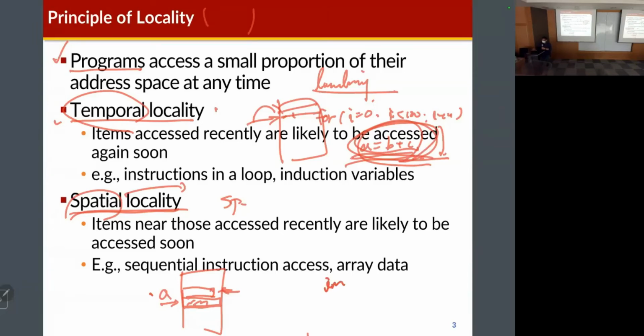Also the instruction. If we see the instructions, the next PC is the PC plus 4. So when a certain instruction is fetched from the instruction memory, then with a high probability, the next instruction's address differs by just 4, that's the neighbor data. So we will access the next instruction, which is the neighbor data. And then another example is array data.